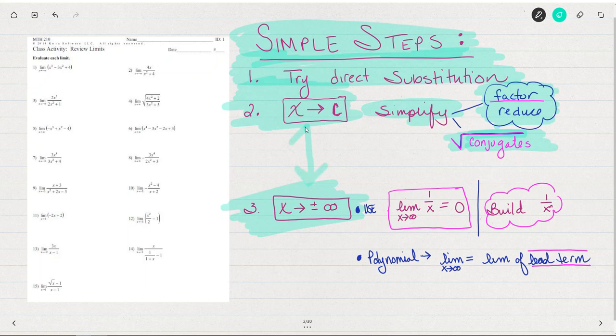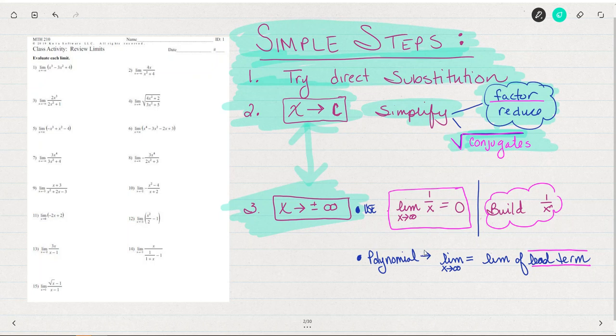limit problems. So x is sometimes approaching a constant, but sometimes we've got x approaching infinity, either positive infinity or negative infinity. Here are the two different processes we use when we're evaluating a limit at infinity. A limit at infinity means a limit as x approaches infinity.